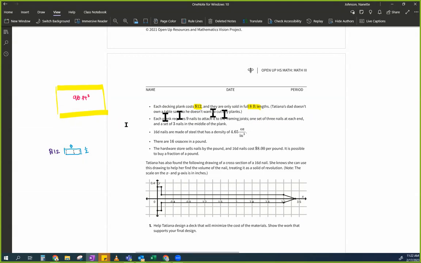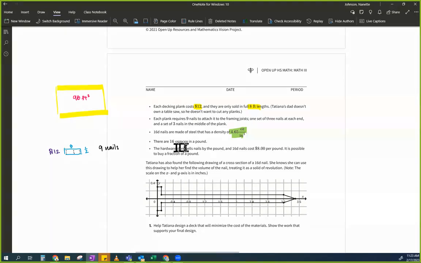So far, so good. So imagine this covering this whole thing. And remember, he's not cutting any of these in half. It says 16D nails are made of steel and have a density of 4.65 ounces per inches cubed. So I don't know what that means. So I'm just going to highlight that and hopefully that'll come out later. But that is about the nails, right?